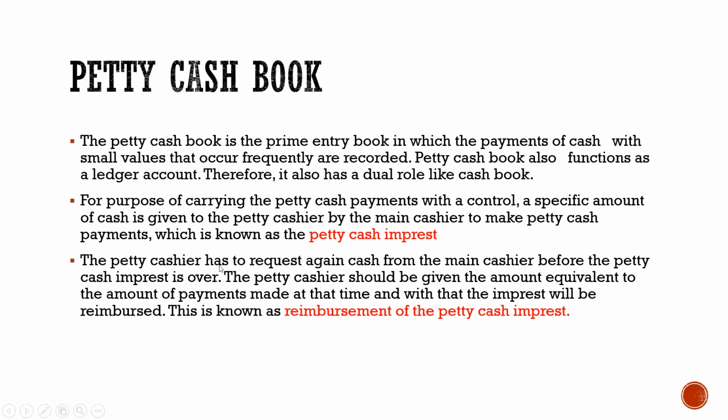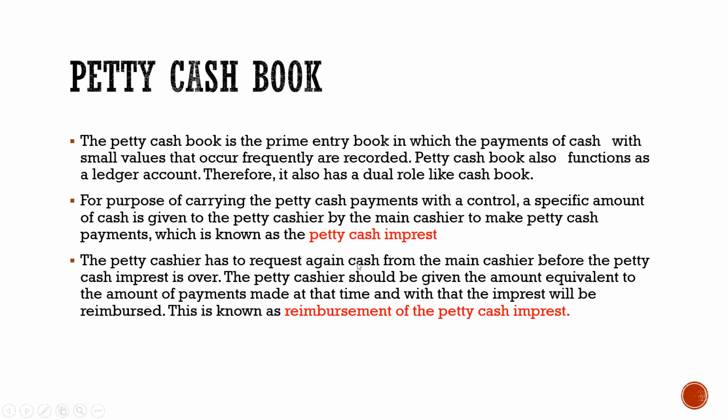The petty cashier has to request cash again from the main cashier before the petty cash imprest is over. He can't say the money has gone, it is over. He has to be thorough about the amount of payments happening, and as soon as the money comes to a certain level, he has to request, because it does not happen in a fraction of a second. He has to maintain a small amount of money in his hand until he gets a reimbursement. That is why he does so.